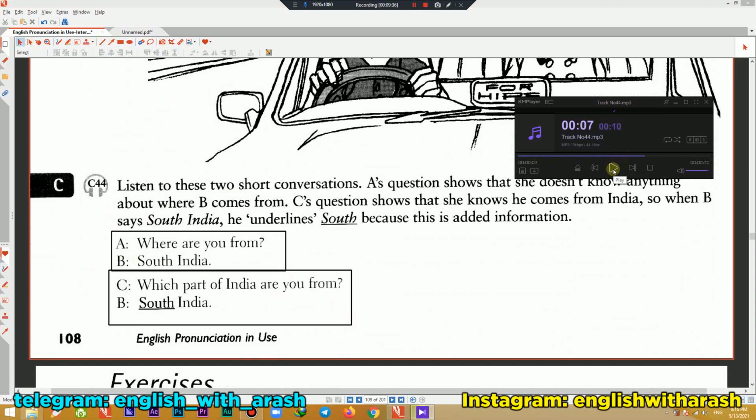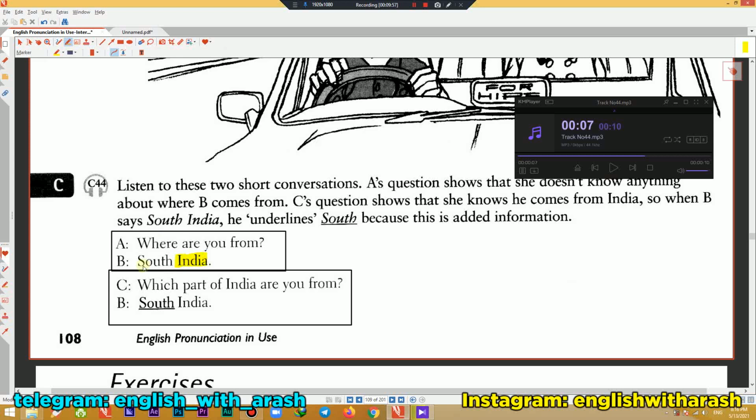So first, I don't know where that person is from. Okay, so are you from Iran? Are you from Turkey? Are you from Europe? I don't know. Are you from Italy? Are you from the US? So where are you from? And then you say South India. So South is not very important now. India is important. Where are you from? I'm from India. South India. So India is important.